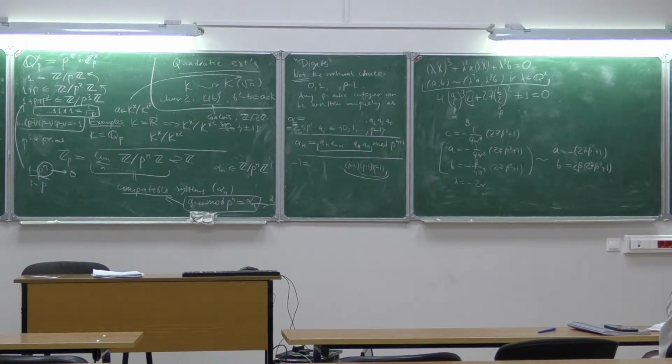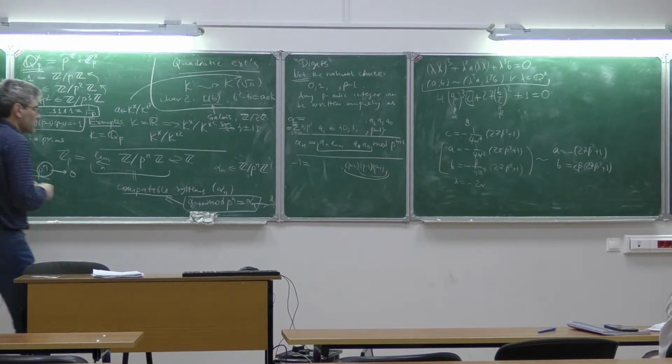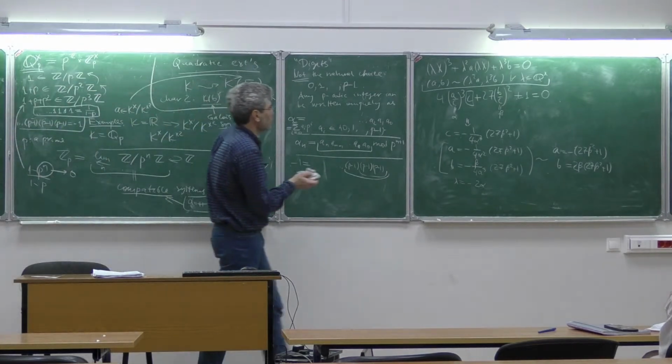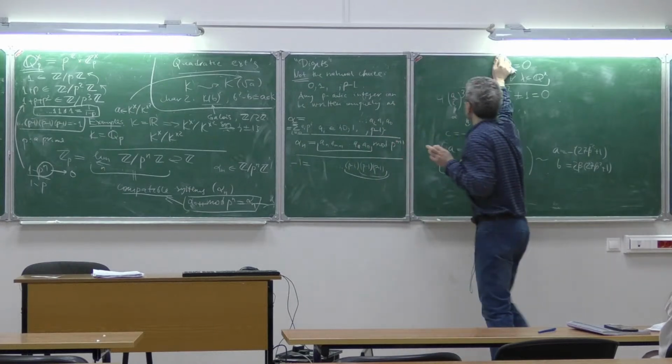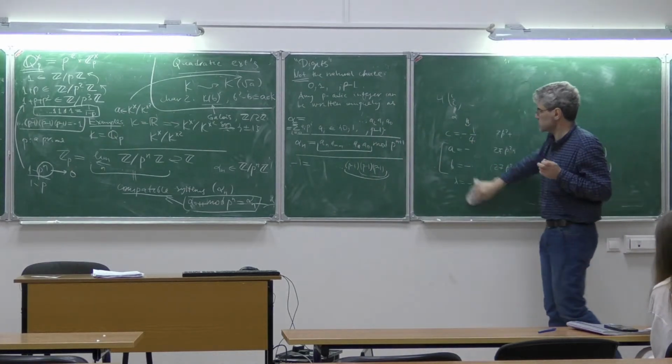So there is another definition. Maybe we should finish. Maybe I should say a couple of words about rational periodic numbers in terms of digits, and also what would be a more natural choice of digits.